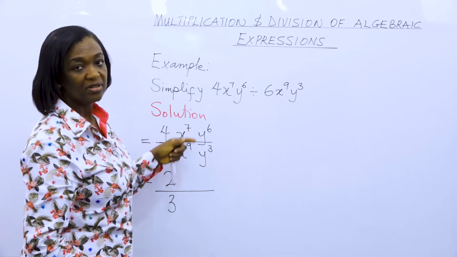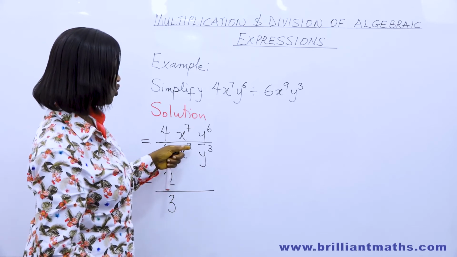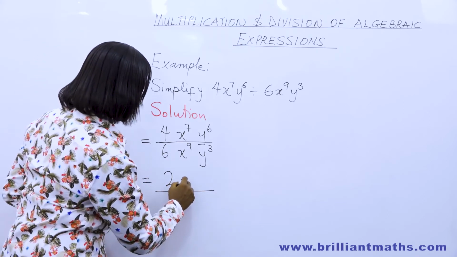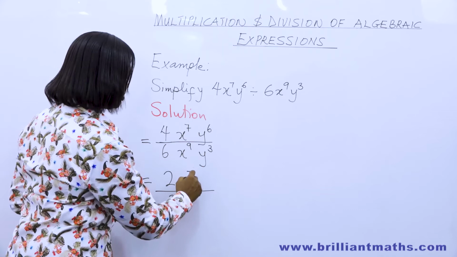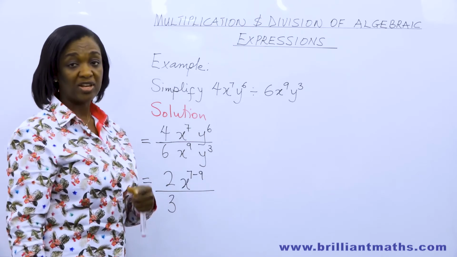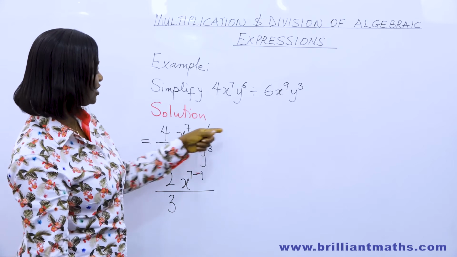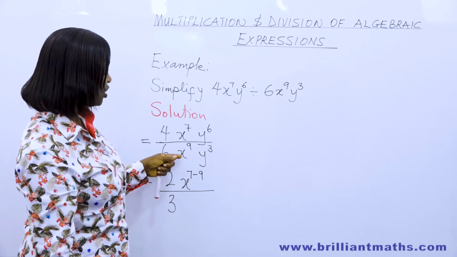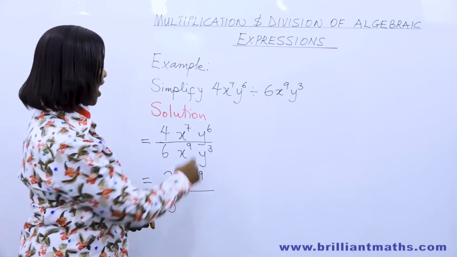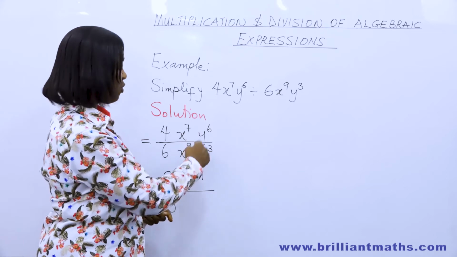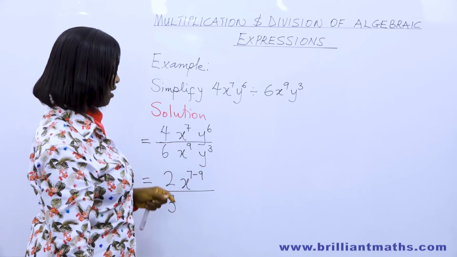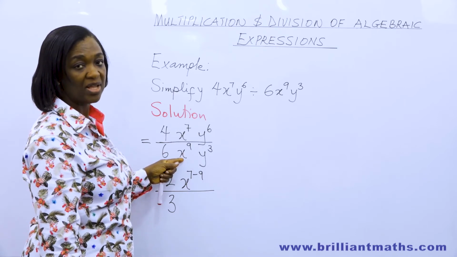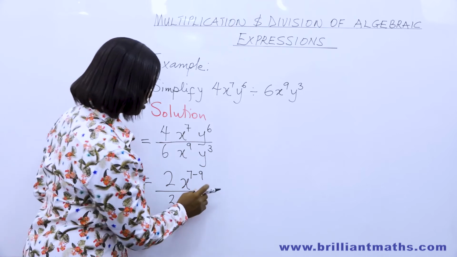This is x to the power 7, and that is x to the power 9. Dealing with these unknowns, I can simply say x to the power 7 take away 9, because we are dividing. It means we have x multiplying itself 7 times on top, and x multiplying itself 9 times at the bottom. So if we cancel out one by one, we would actually have x to the power 2 left at the bottom. Let's see how that plays out from the subtraction.